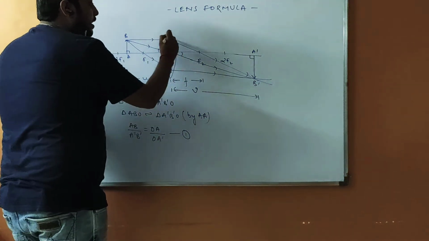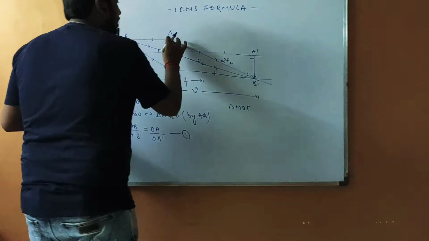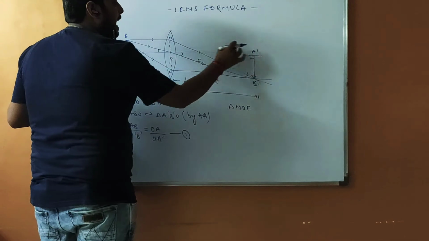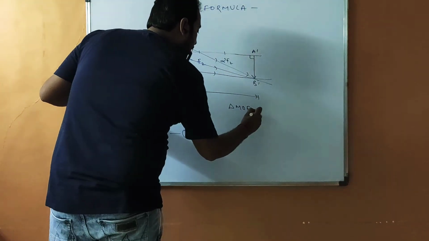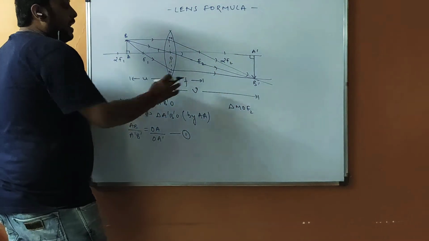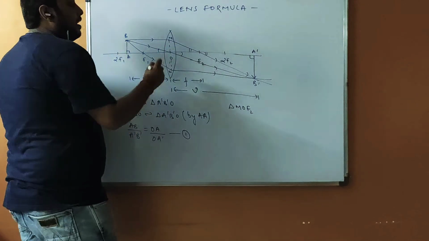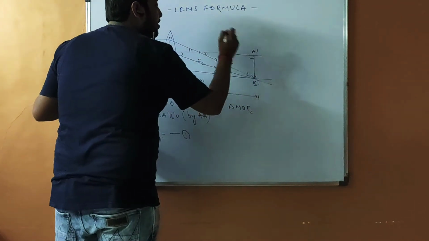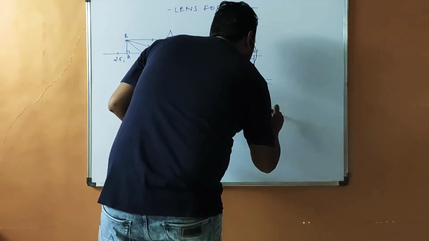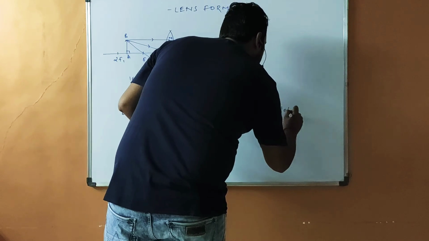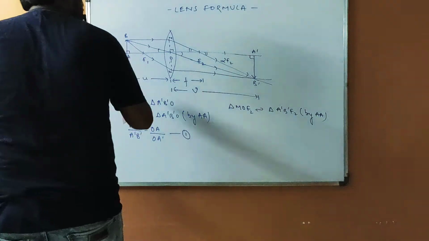Now which triangle should be taken? I am taking triangle MOF2 and triangle A dash B dash F2. Again, these are vertically opposite angles. This is 90, this is again 90. So both are similar by the same AA criteria.